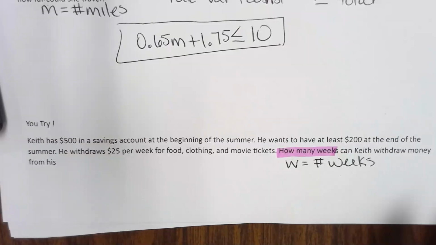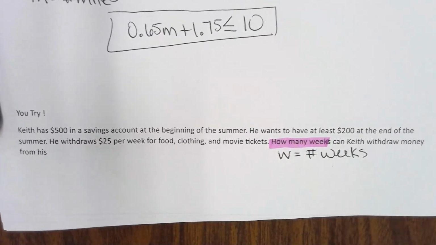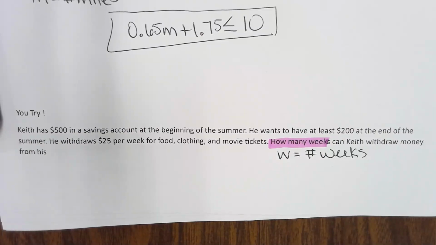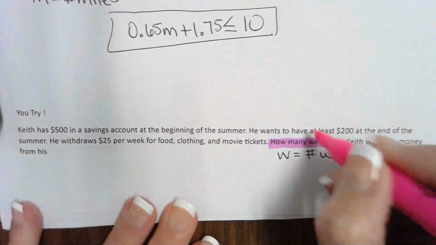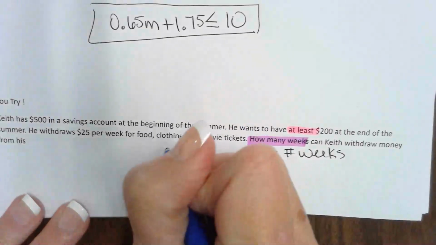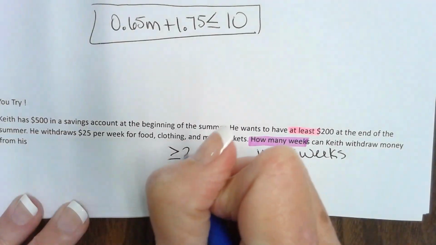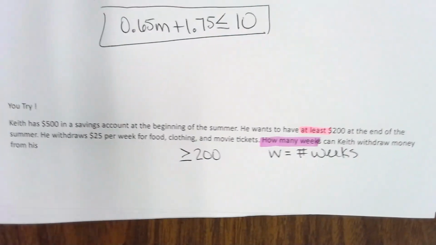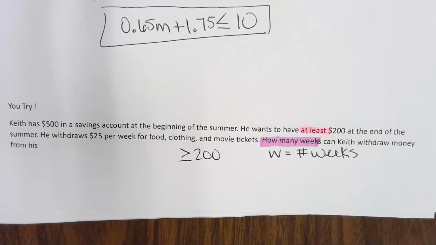This says Keith has $500 in a savings account at the beginning of the summer. He wants to have at least $200 at the end of the summer. He withdraws $25 a week for food, clothing, and movie tickets. How many weeks can Keith withdraw money from his savings account? Okay, so what phrase is telling me my inequality symbol? Have at least, yes. So, have at least $200 is a greater than or equal to symbol with $200 right there.